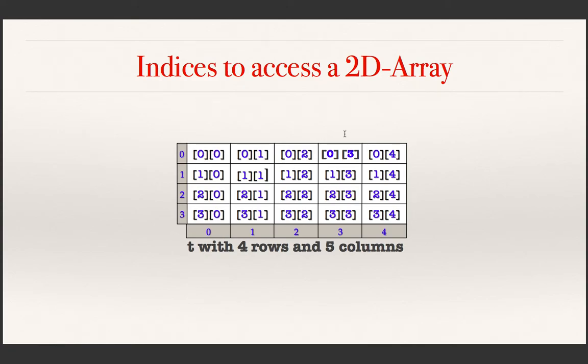This figure shows the indices of different elements in this example array. In the first row, the row number is 0 in all the cells. Similarly here 1, 2 and 3. And if you look at a column, the first column, the column number is 0. Similarly 1, 2, 3 and 4. So it's very easy to find the indices to access an element, and the row number and column number start with 0.